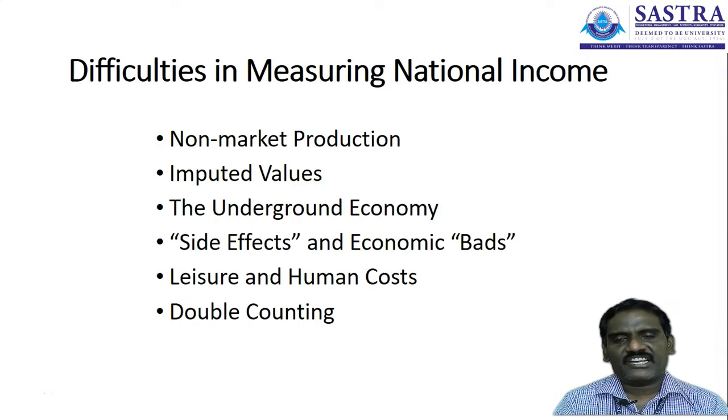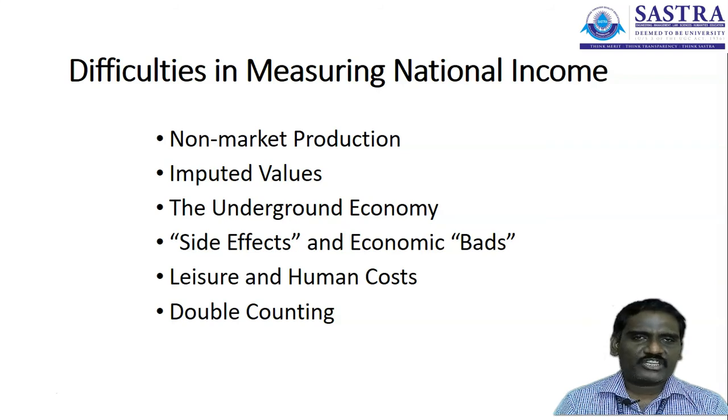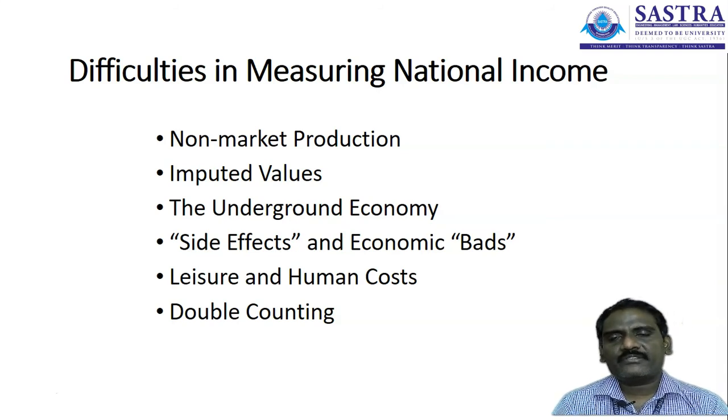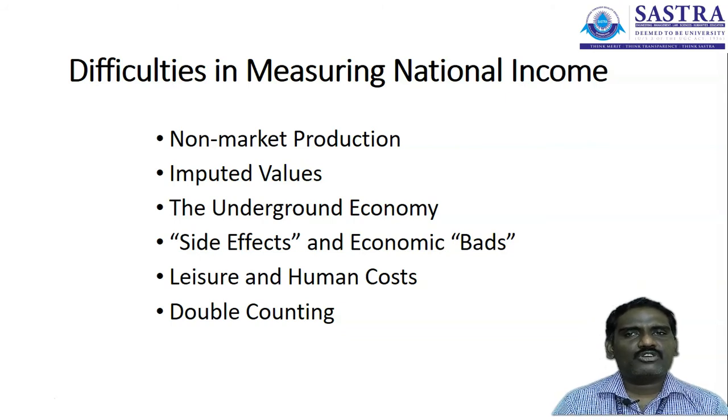Difficulties in measuring the national income. There are some difficulties in understanding as well as measuring the national income. One is non-market production. The kind of product or service being provided does not come under the organized sector, so we are not able to measure the output generated by non-market production. Products that are manufactured and consumed within the local community do not come under marketable products, so the production does not come into the picture. That creates a problem in measuring the national income.